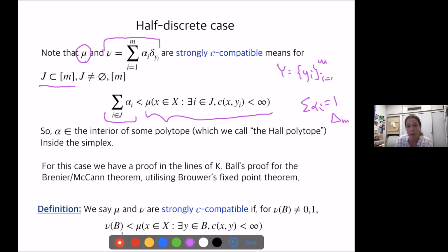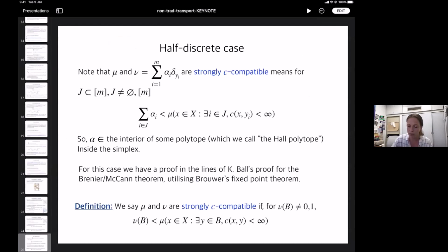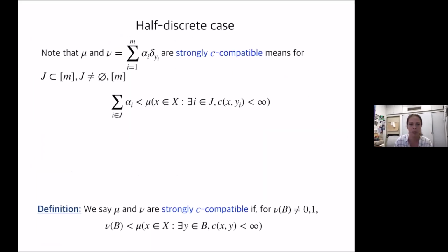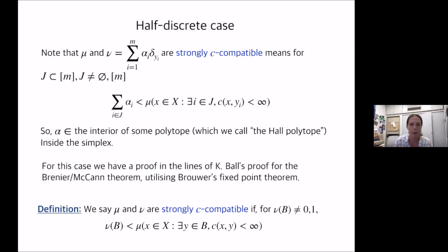So in Keith Ball's proof, because the cost was classical, the polytope was really the simplex. So it was a little bit easier. Here you really had to work quite hard to show that for any point in this Hall polytope of alphas, you can always find a potential mapping it there. Okay, so I call this the half discrete case, when one measure is continuous and the other discrete.